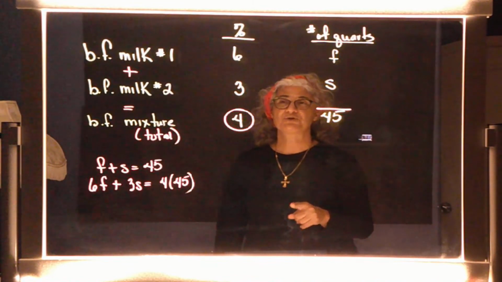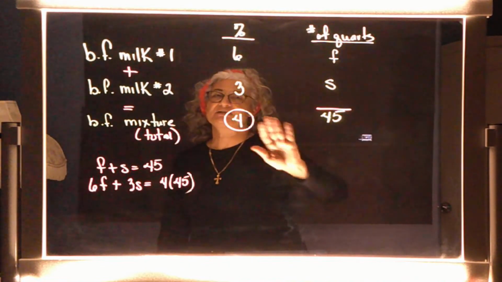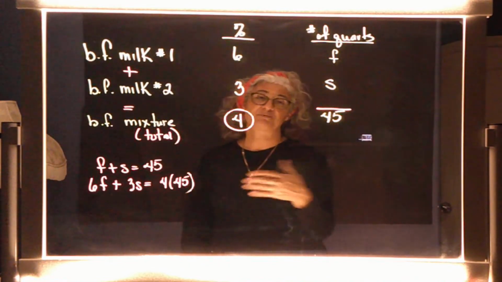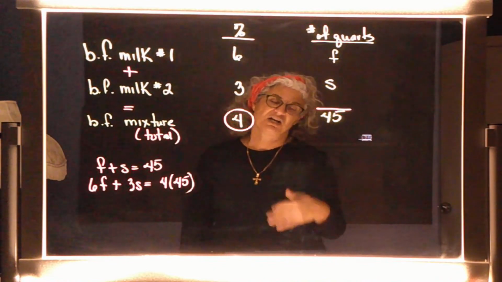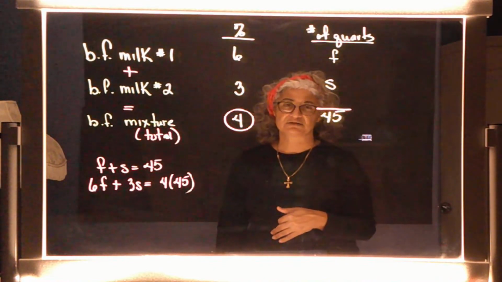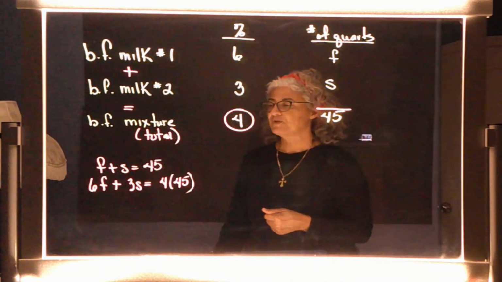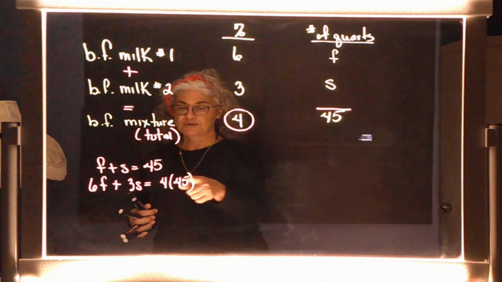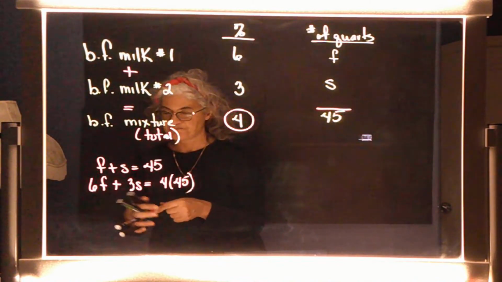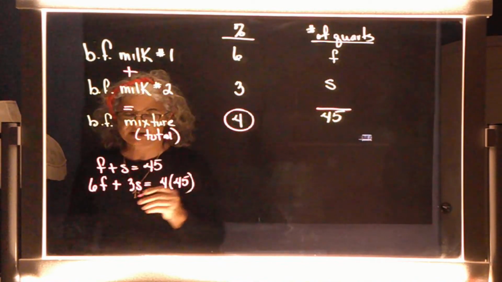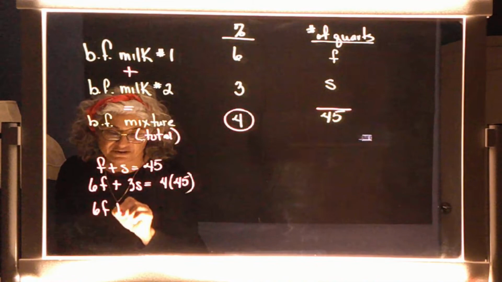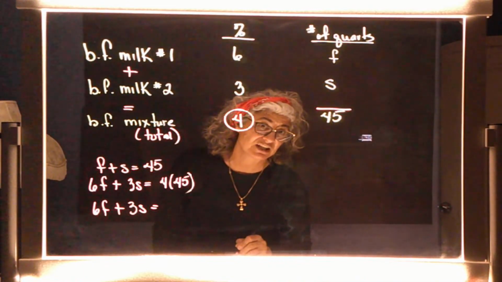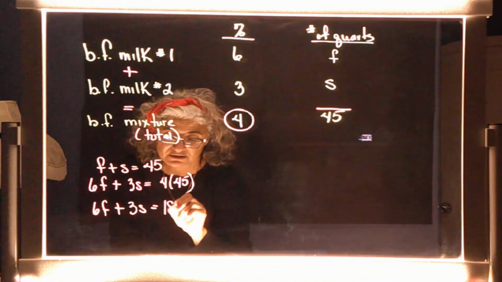By the way, some of you are going, why didn't you write these numbers as percentages? I could have, and then I could have multiplied this equation by 100 to have gotten rid of them all. So I'm saving myself a step of work. All right, so here's the deal. I'm going to simplify this second one. So the second equation is 6F plus 3S equals 4 times 45. What'd you get? 180. Good.